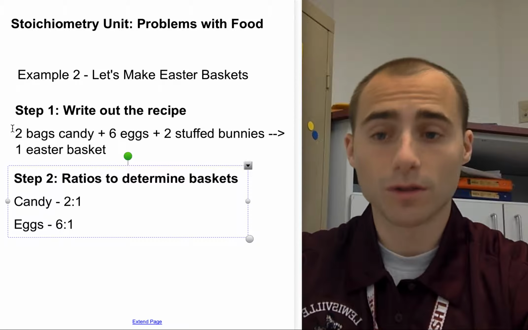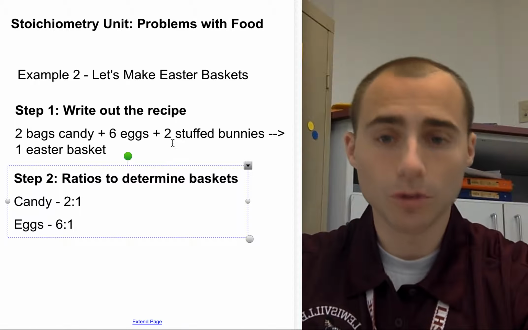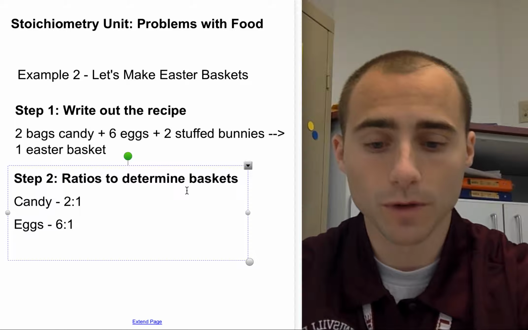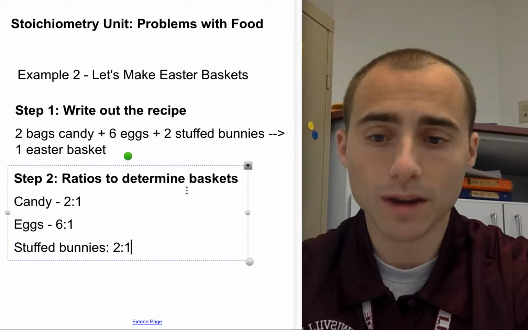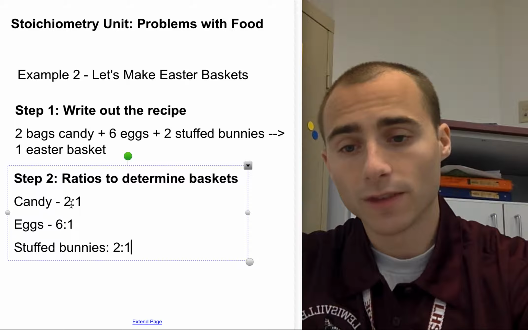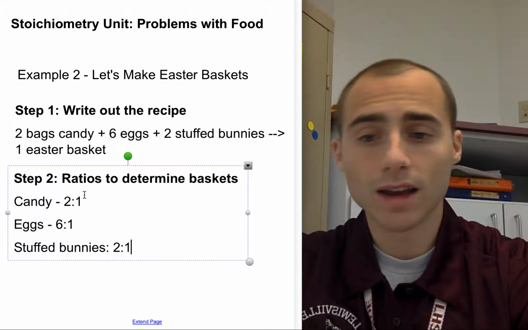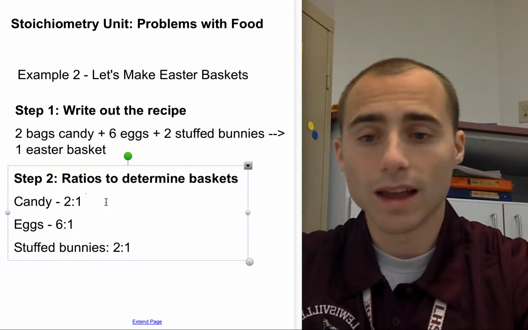I'm getting this right from here. 2 bags of candy, 1 Easter basket. 6 eggs, 1 Easter basket. 2 stuffed bunnies, 1 Easter basket. So for stuffed bunnies, it is 2 stuffed bunnies for every 1 Easter basket. So you just want to start with what you have on the reactant. This right here is what you have on the reactant side. This right here is from our product side. So 2 to 1, 6 to 1, and 2 to 1.